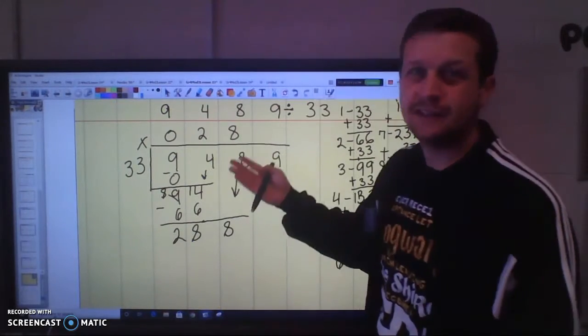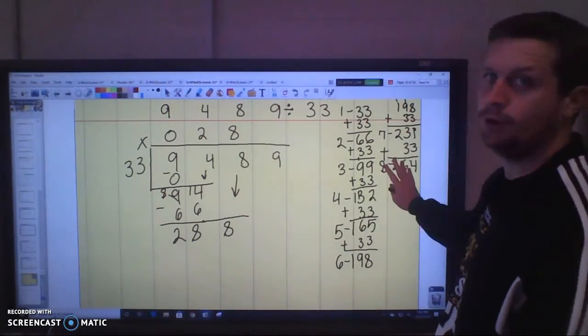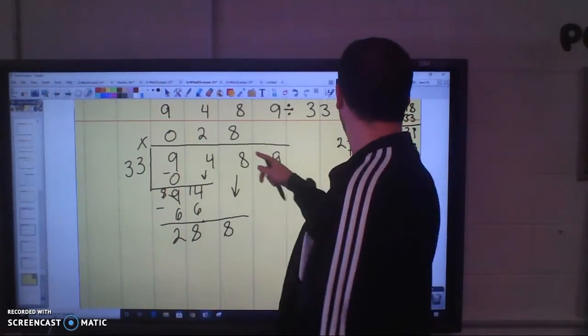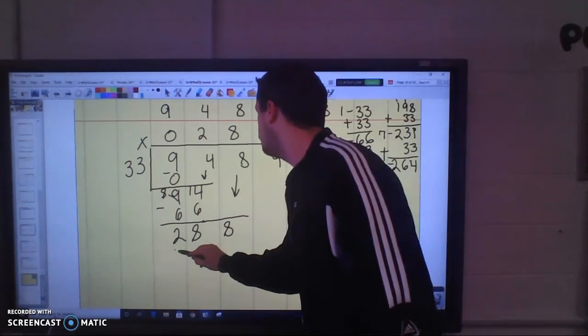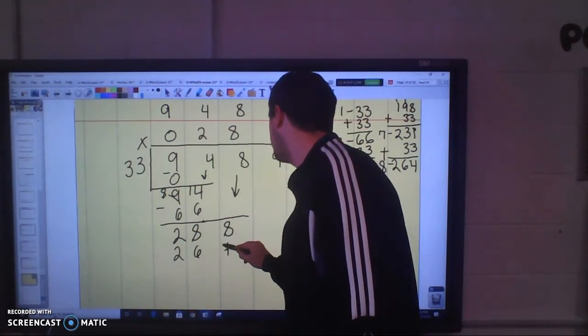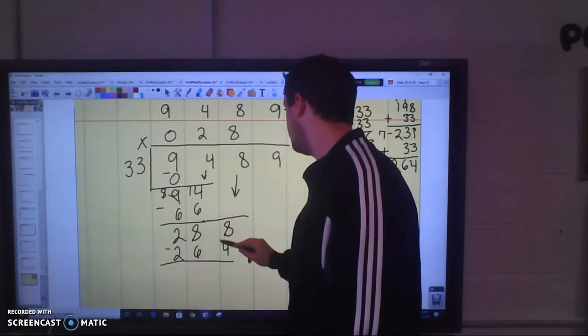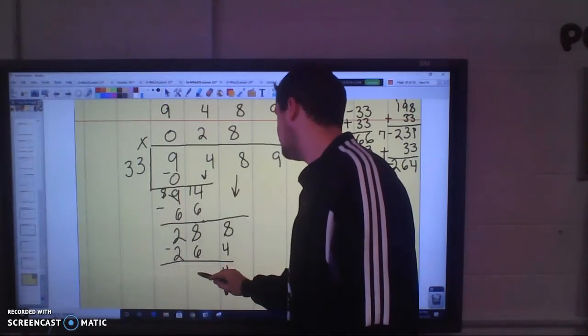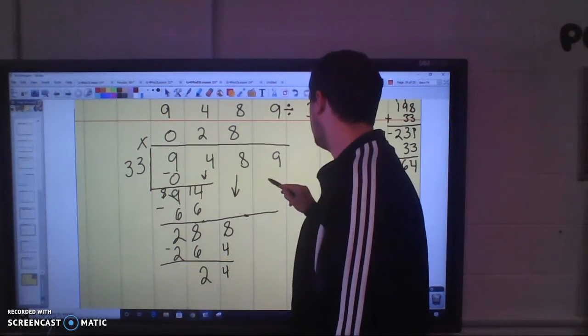Like I said, it was going to be higher. And it was. Didn't have to go all the way to the 9th one, but still had to go to my 8th one. So 33 times 8 was 264. So 264 goes here. 8 minus 4 is 4. 8 minus 6 is 2. Got our last number here.